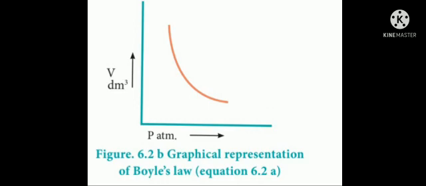This is also a graphical representation of Boyle's law from the expression pressure into volume is equal to K, or otherwise PV equal to K. Here the x-axis is P, and the y-axis is V. It gives a curve.